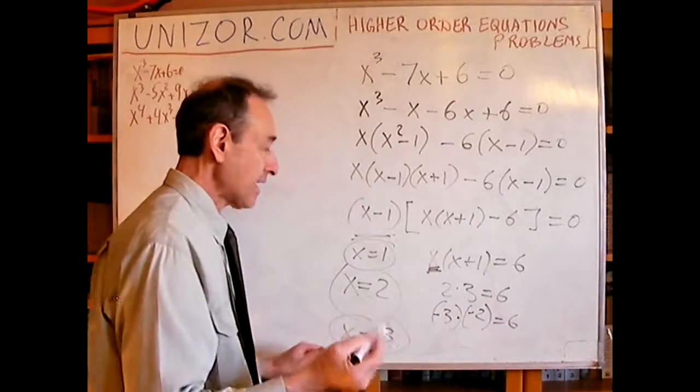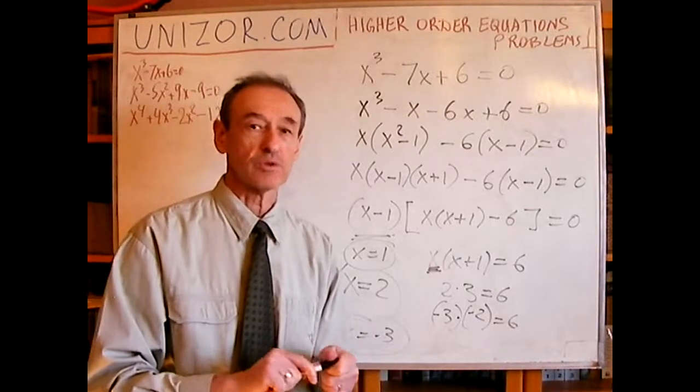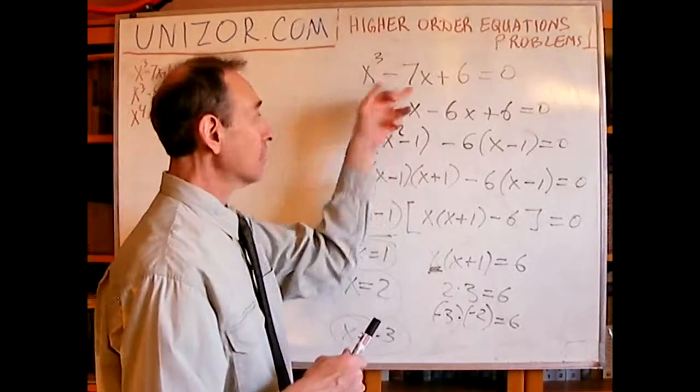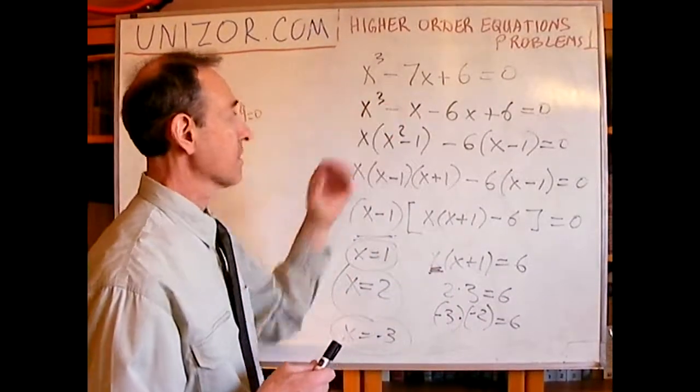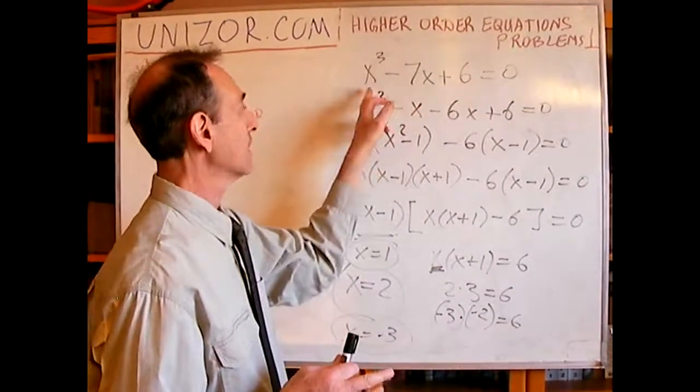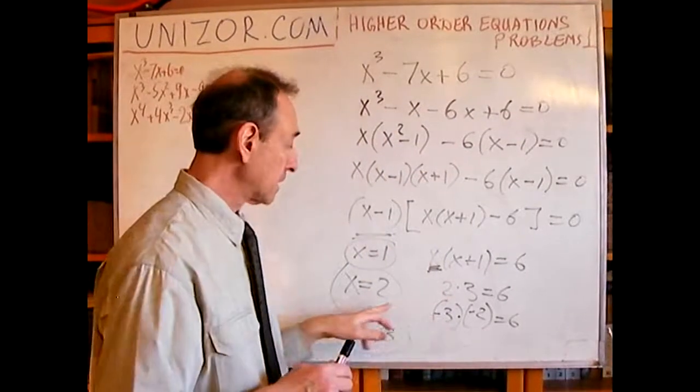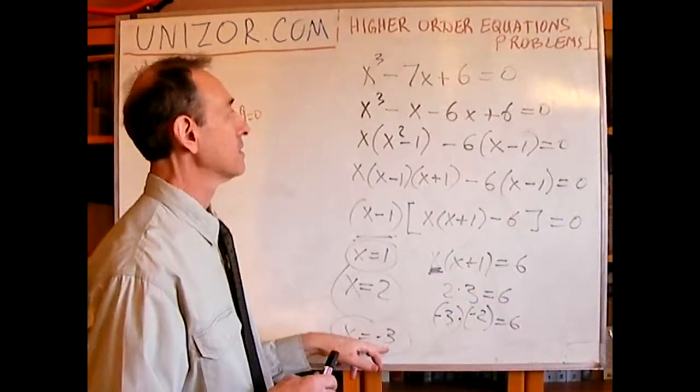As you see, I have practically guessed all the solutions of this equation. And it's not because I knew everything up front. Actually, I just thought about x is equal to 1. It's kind of an obvious solution. But I didn't know about 2 and minus 3.